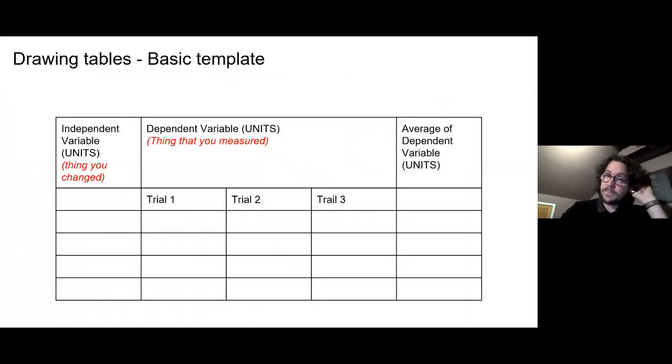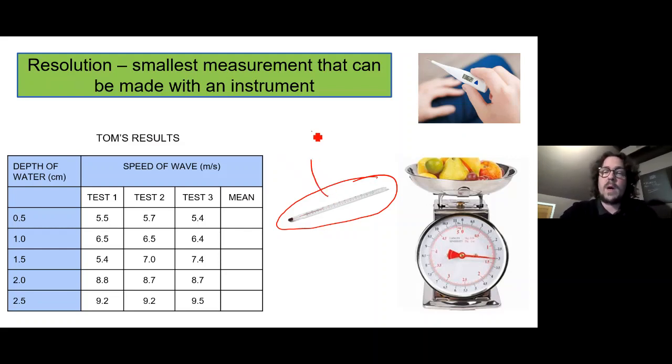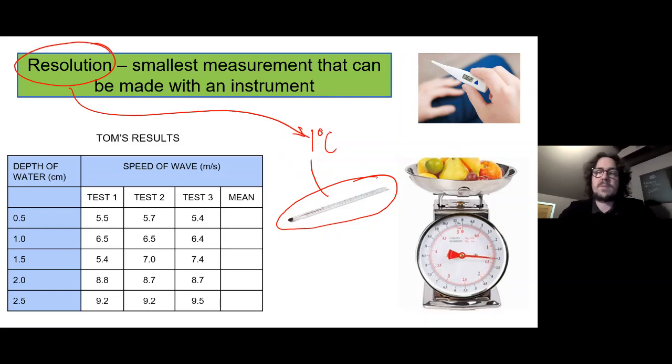Next definition then. Resolution. Now, resolution is a question that might pop up in a GCSE exam paper. A question may ask you to state the resolution of a particular piece of measuring equipment. Now, here we've got a thermometer, and if you think about the thermometers that you might have used in school, you'll know that the smallest measurement that you can make with those thermometers is 1 degree Celsius. All right, 1 degree Celsius. So therefore the resolution would be 1 degree Celsius.